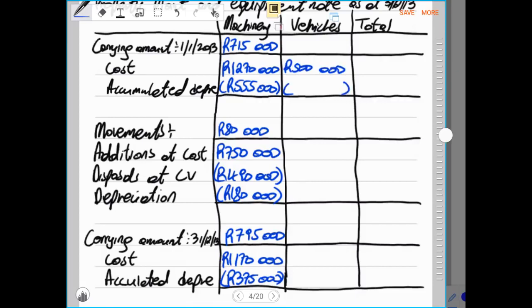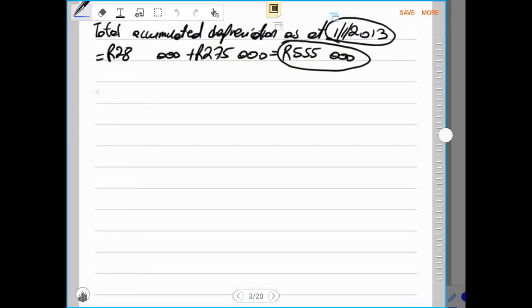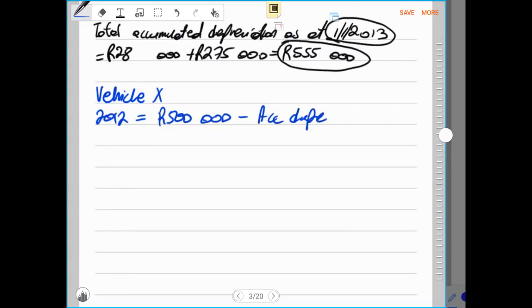Then now we need to calculate our accumulated depreciation. So now we are under vehicles, which is vehicle X. Vehicle X was bought in 2012. The cost of vehicle X was 500,000 rands. Remember, they are using diminishing balance method. We need to say minus accumulated depreciation. But this asset was bought in the year 2012. So by the year 2012, there was no accumulated depreciation yet. So we can just say minus zero. So now that will give us the same 500,000 rands.